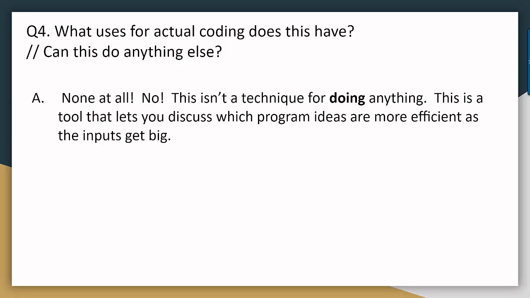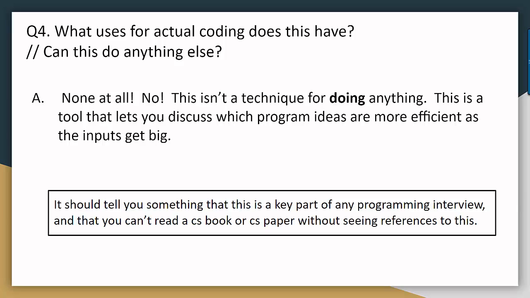But if you actually want to apply your code to anything in the real world, you're going to need to talk about which approaches are better than which other approaches. And I think that it's significant that you can't do a programming interview without them asking you questions about this. And you can't read a CS book or a CS paper without seeing references to the big O of the algorithms. So the fact that these ideas appear literally everywhere should be a clue to you that something important is happening.